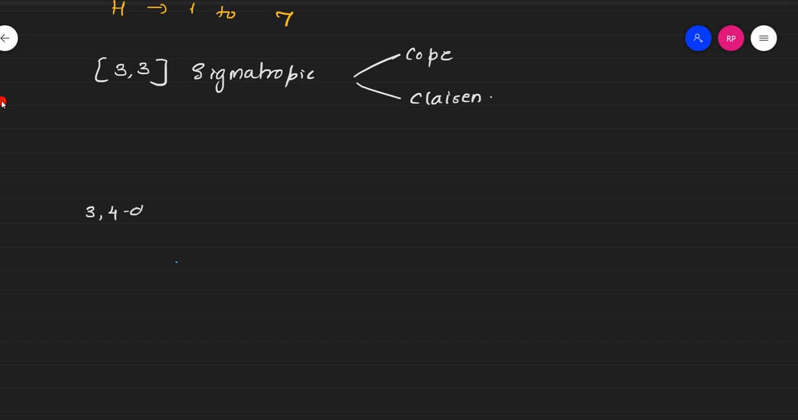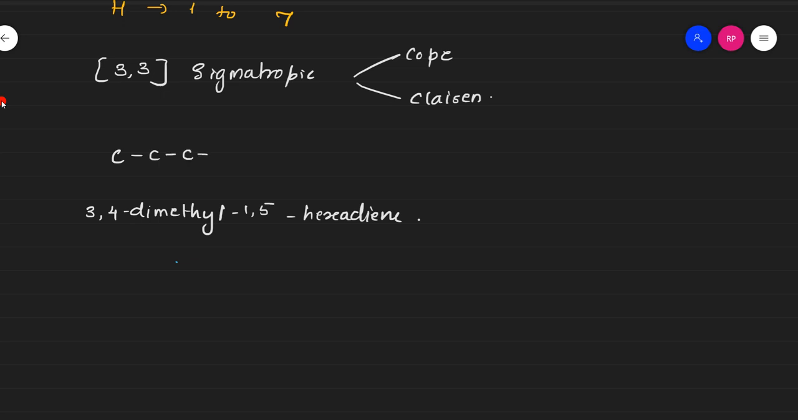Now let's learn 3,3 sigmatropic. Here we are going to study two reactions, Cope and Claisen rearrangement. I'll start with an example and then I'll explain it to you. Let me first write the molecule. 3,4-dimethyl. I'll write a linear molecule first. 1,5-hexadiene.